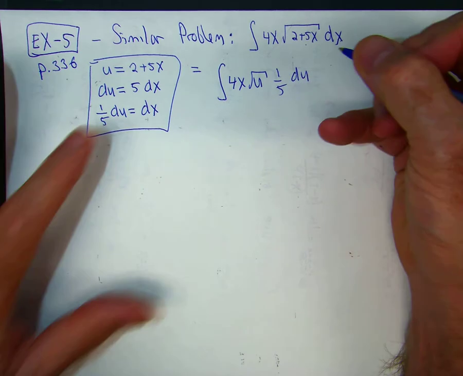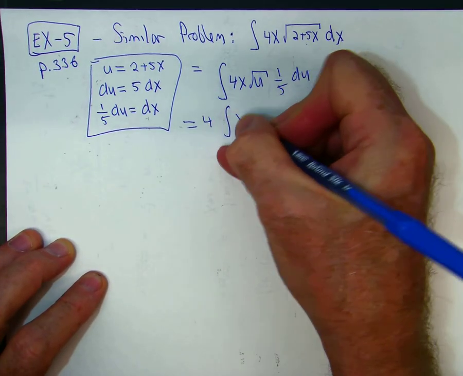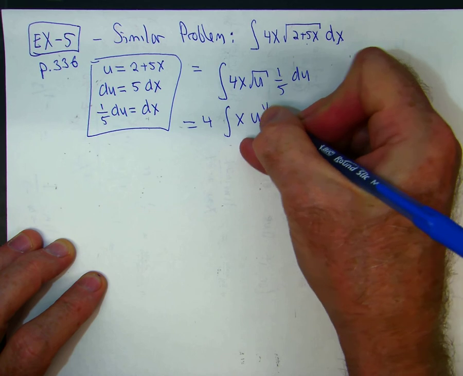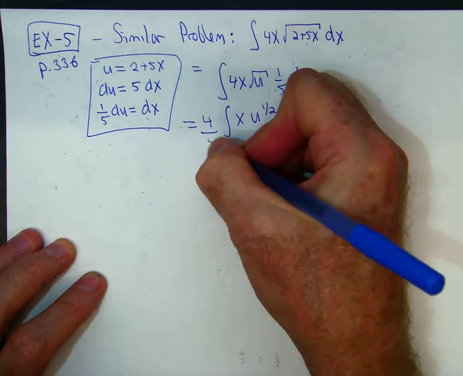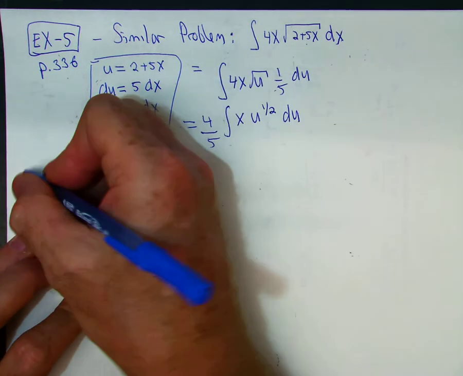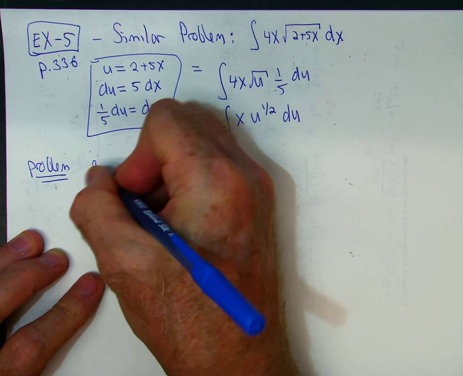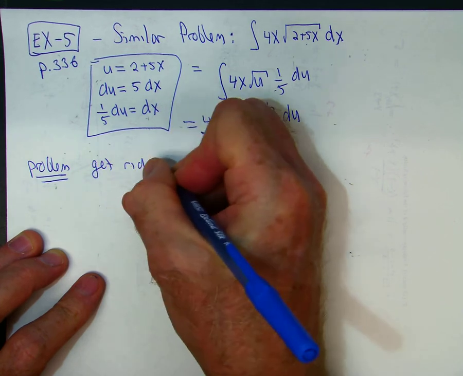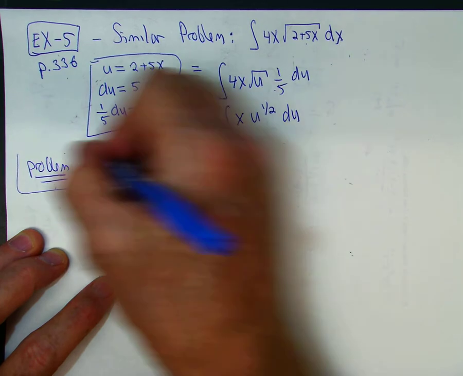Okay, so I'm going to take out the 4. I'm going to write the radical as an exponent because calculus likes exponents. I'm going to take out that 5. Okay, well, I have a problem. I need to get rid of x. Okay, well, how do I do that?